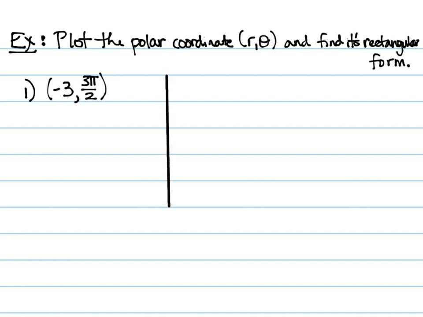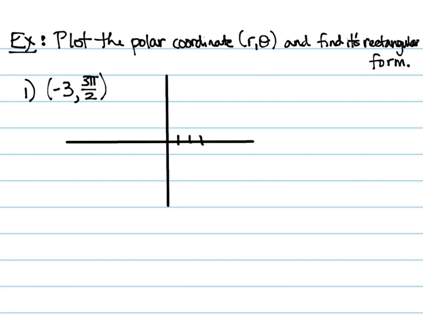So here's my axes. You can start with the -3 if you want. It's on the left if you'd like. Or you can start with the 3 pi over 2, is what I meant to say. If we were doing +3, we would move 3 to the right along the x-axis, and then we would rotate. Does that make sense?